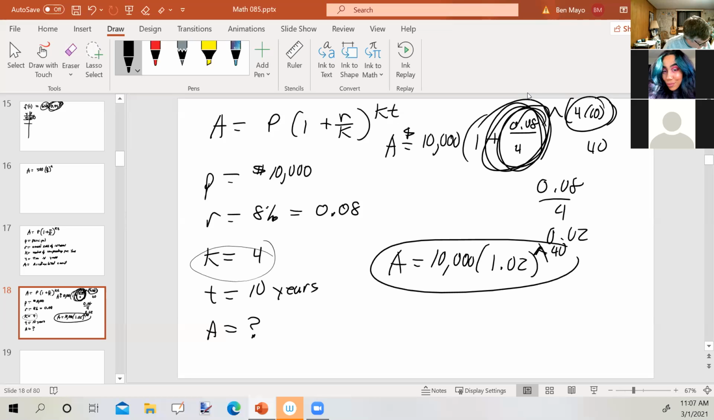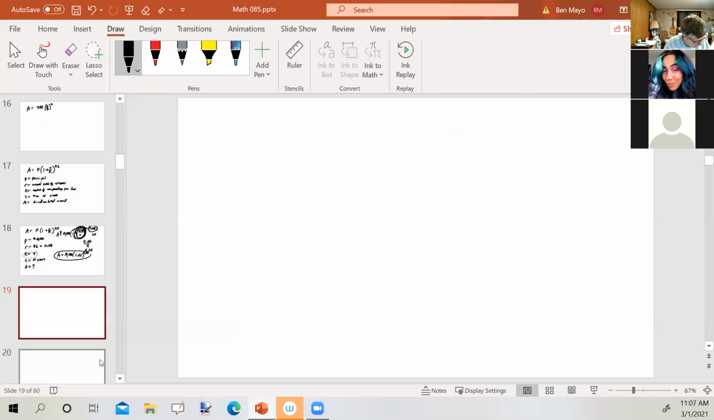Okay, now this says comparing interest rates. How much more interest could $1,000 earn in 5 years, compounded quarterly, if the annual interest rate were 5.5% instead of 5%?